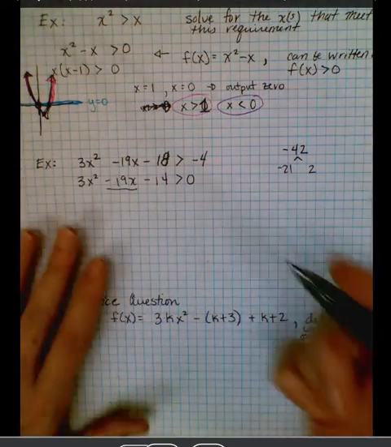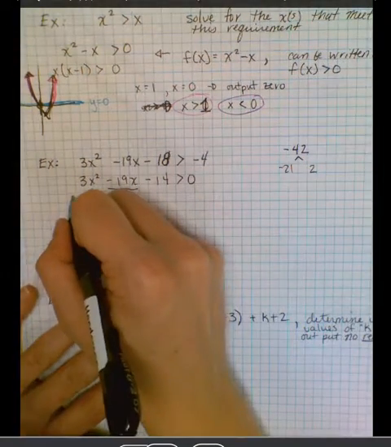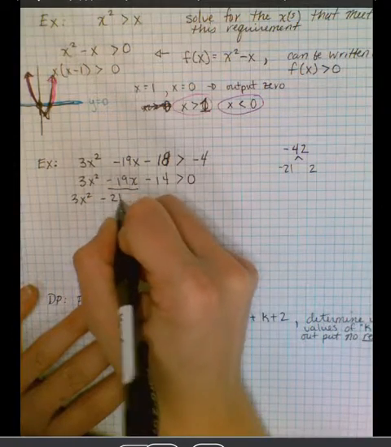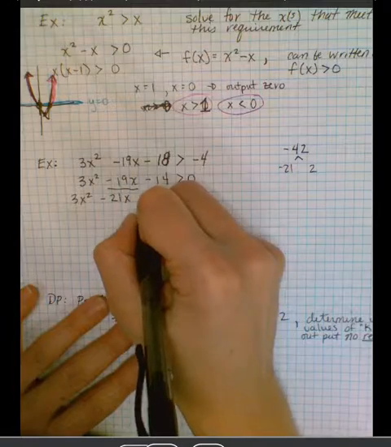Instead of using the box method here, I'm going to do this all on this side. I'm just going to provide you an additional strategy to factor that can make your life a little bit faster.